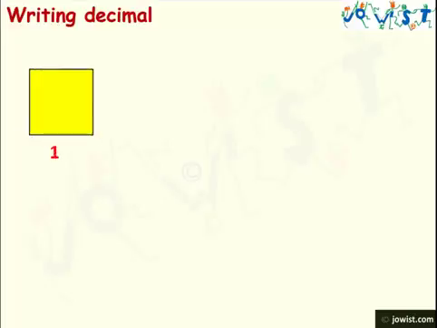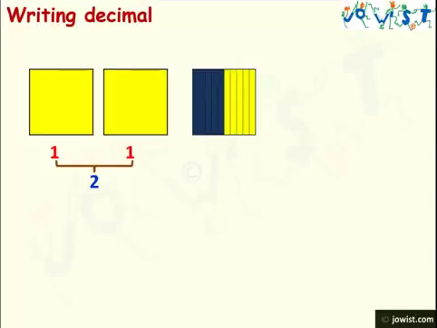Look at this square. This represents 1. We have one more square representing 1. It means 1 plus 1 is 2. In this figure, there are 5 blue shaded parts. Therefore, it can be represented as 5 upon 10 is equal to 0.5.